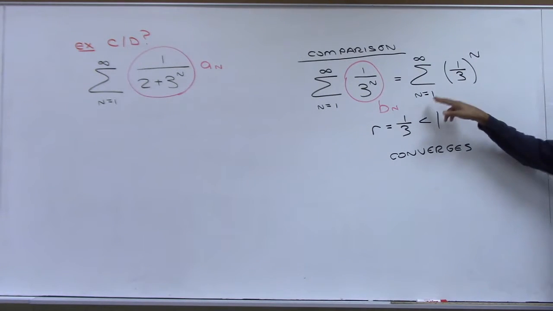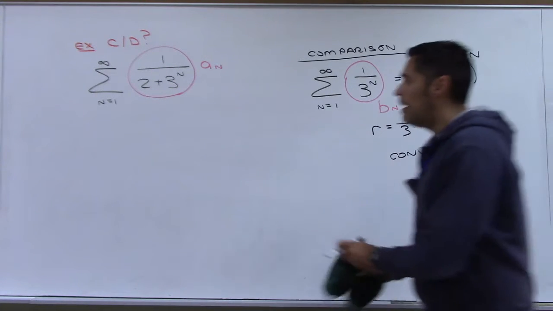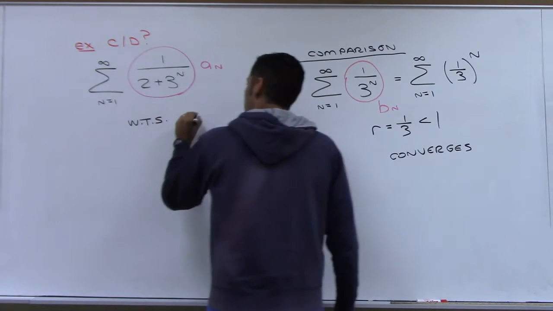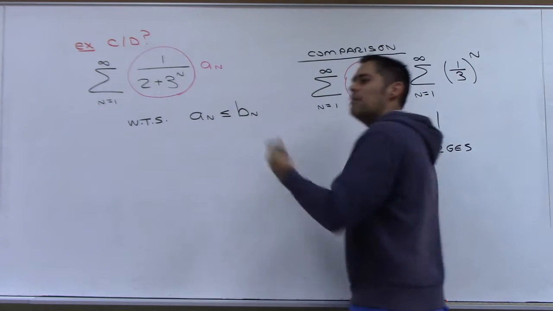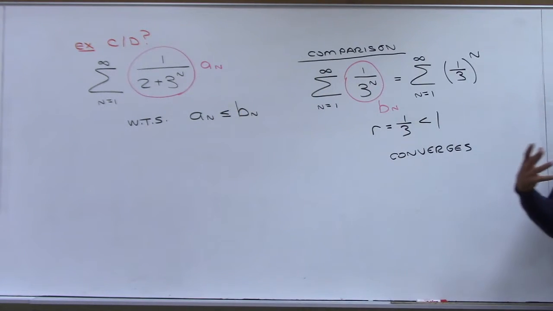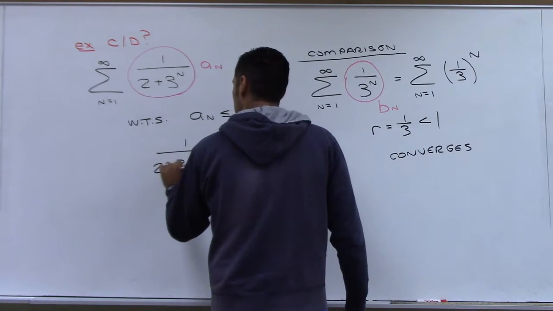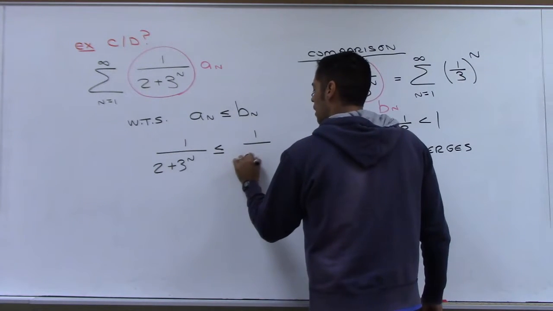We're comparing it to a convergent series. So right now, what I want to do is show that the A sub n's are less than or equal to the B sub n's eventually. As n gets big, that inequality will continue to stay true. All right? That's what I want to show. So I write down 1 over 2 plus 3 to the n less than or equal to B sub n, which is 1 over 3 to the n.